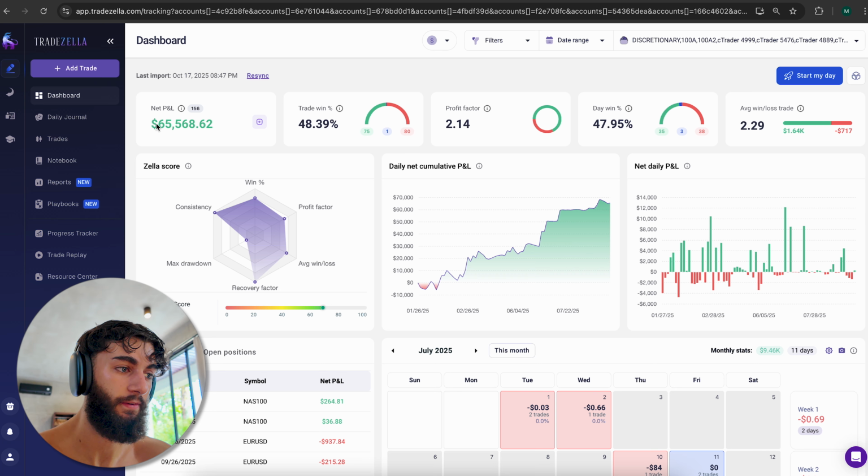What I want you guys to do is either get TradeZella or TradingView Premium or FX Replay. TradeZella is a bit more expensive because it has more features in it. It adds that journaling aspect in there as well as the backtesting, whereas FX Replay just does the backtesting.